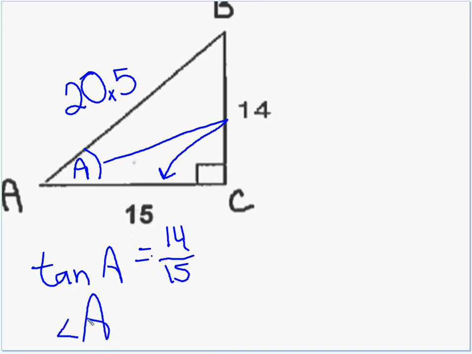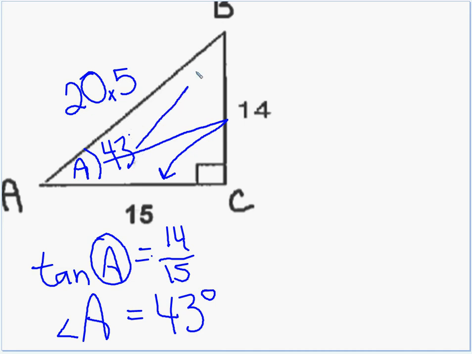If you do everything correctly, remember we're going to use the inverse key. We're going to do 14 divided by 15 equals tan inverse key, and we get angle A is approximately 43 degrees. Once we know this angle here is 43, subtract it from 90, and angle B turns out to be 47. Although you could get angle B also with any of the 6 trig functions. So we did solve the triangle. We found the missing hypotenuse. All angles have now been found, and we can move on to problem 16.